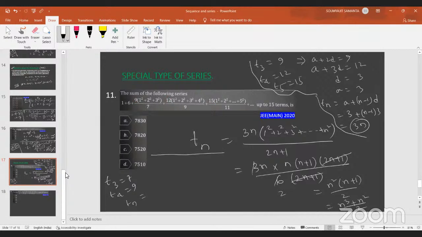Now, after finding the general term, we should apply the summation. Take Tn and apply the summation. Take 1 by 2 out, the constant term, outside n cube plus n square. And since they have asked you to find up to 15 terms, put n equal to 1 to 15. Is this clear?